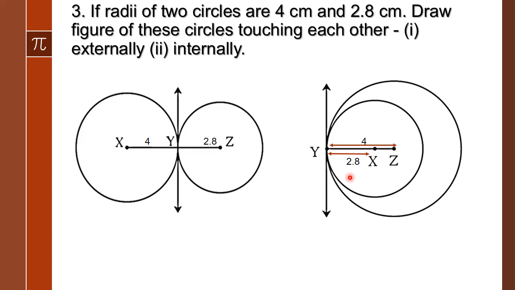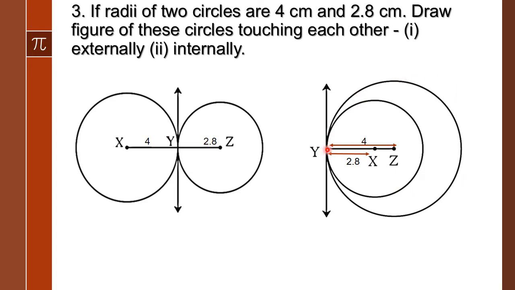Next, in the second case, whenever you want to draw internally touching circles: in the external case, the radii get added, but here you don't need to do that. Draw a line segment of 4 centimeters. Now keep the pointer and draw a circle at Z. Z is the center of the larger circle. So keep the pointer at the end of the segment and then draw a circle.